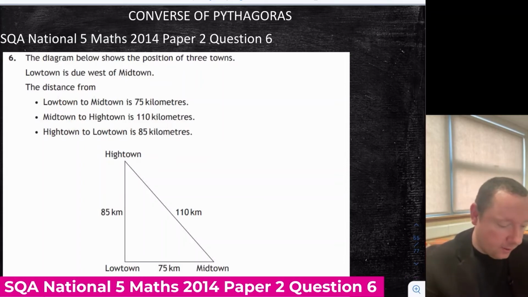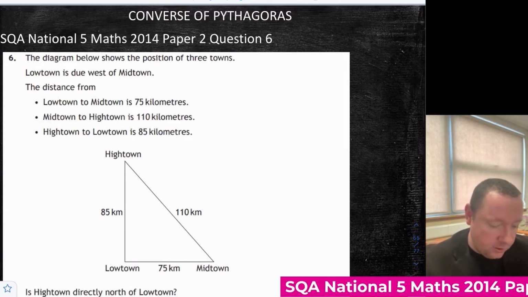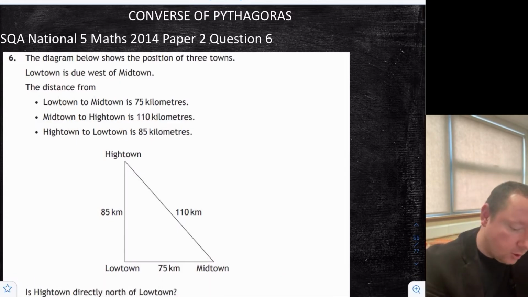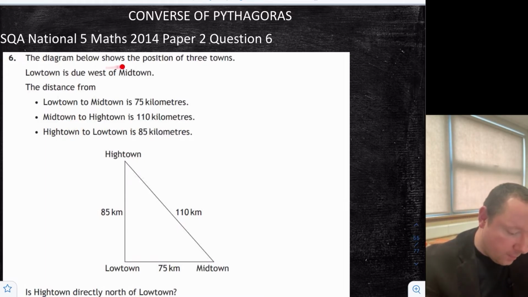Converse of Pythagoras. So this is when you're given all 3 sides, or you can know all 3 sides, and you have to work backwards with Pythagoras to see if it's a right angle or not. Let's have a look at some of these questions. You have to be very careful with these. So we have got the diagram below shows the position of 3 towns. It tells you all the information, but there's your diagram with the 3 sides.